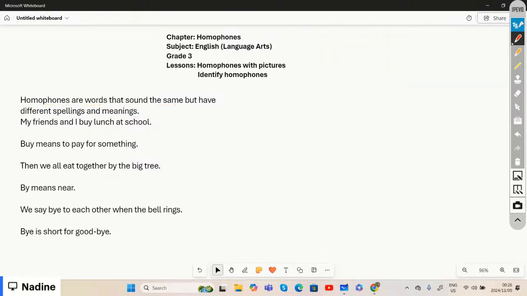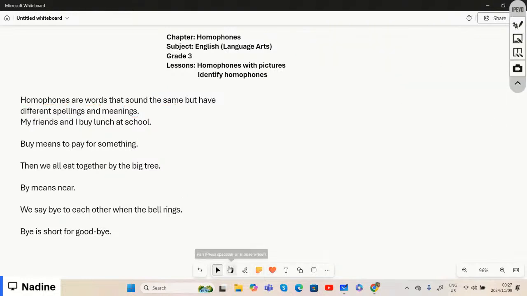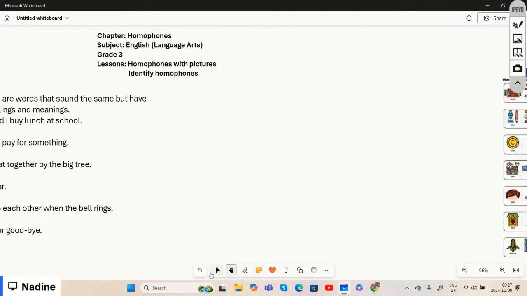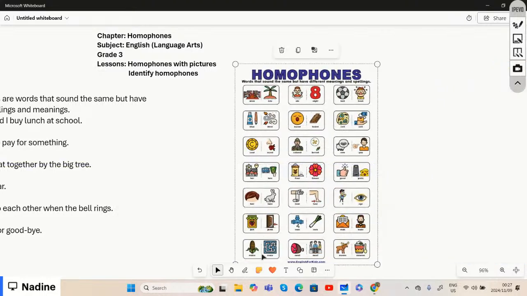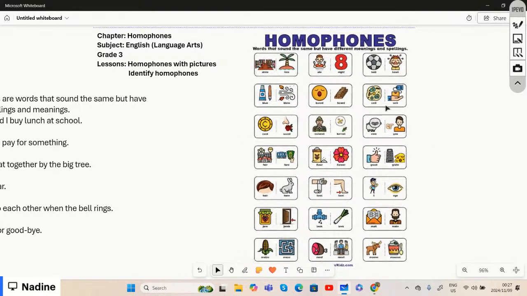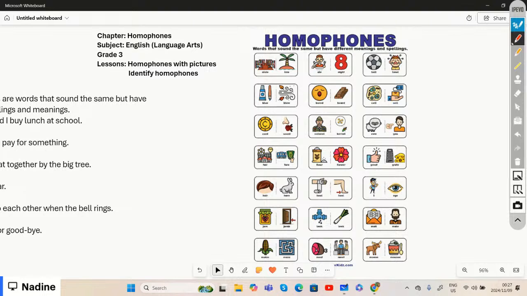All right, and before we go on to aplusstudents.ca, let us look at these examples of homophones. Here we have a few words that are homophones, right? We said they are words that sound the same, but they have different meanings and the spelling is different.